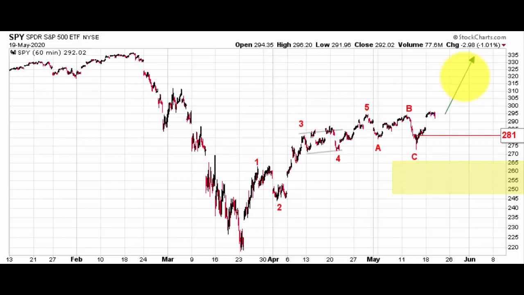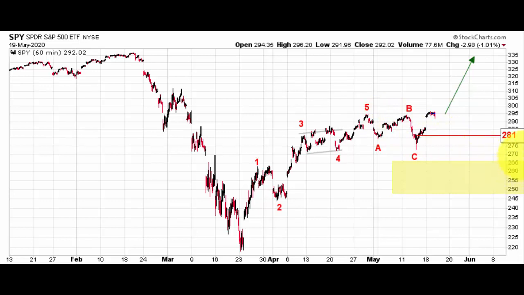Now, we know that if SPY moves below 281 at any point, we're wrong, and the next up leg has not begun yet. That would tell us that it is still in this counter trend pullback off of April's high, and that therefore we're wrong.